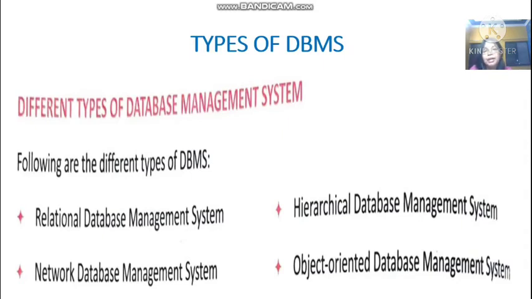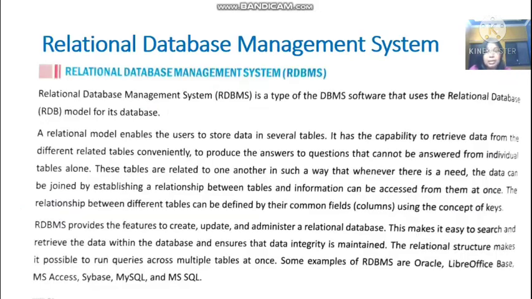So we have different types of database management system. First one is relational database management system. Second is hierarchical database management system. Then we have network database management system, and last one is object oriented database management system. Today I am going to tell you about relational database management system.